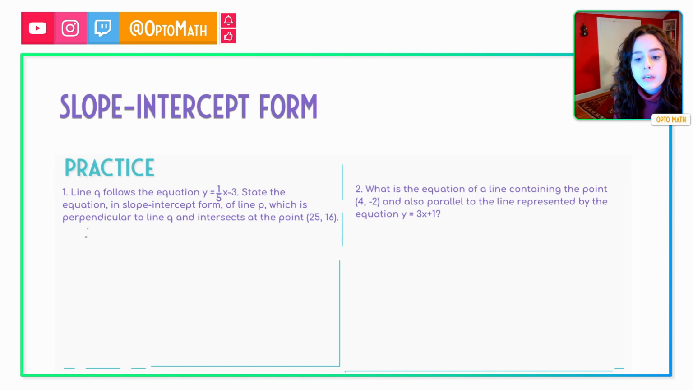Our current slope is 1/5, and we want to go perpendicular to that. So let's make it opposite. It's going to be a negative 1/5. And now let's make it a reciprocal.